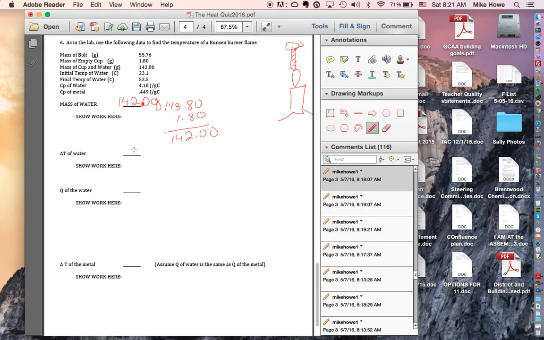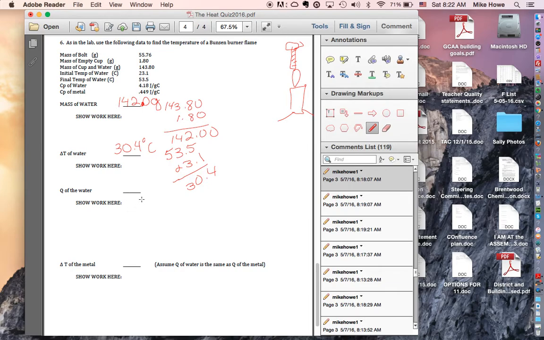The change in temperature of the water: we've got the initial and the final temperature, so we'd have 53.5 and 23.1. So we subtract, and you get 30.4. And that would be the change in temperature, in degrees C.